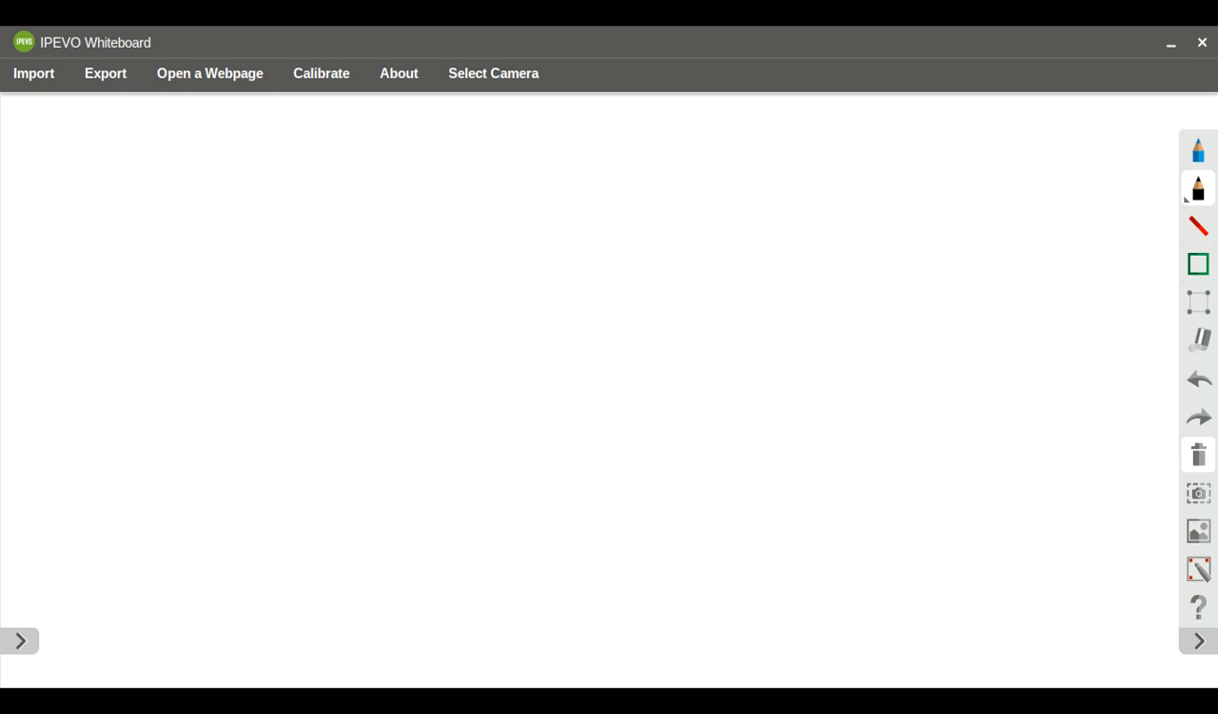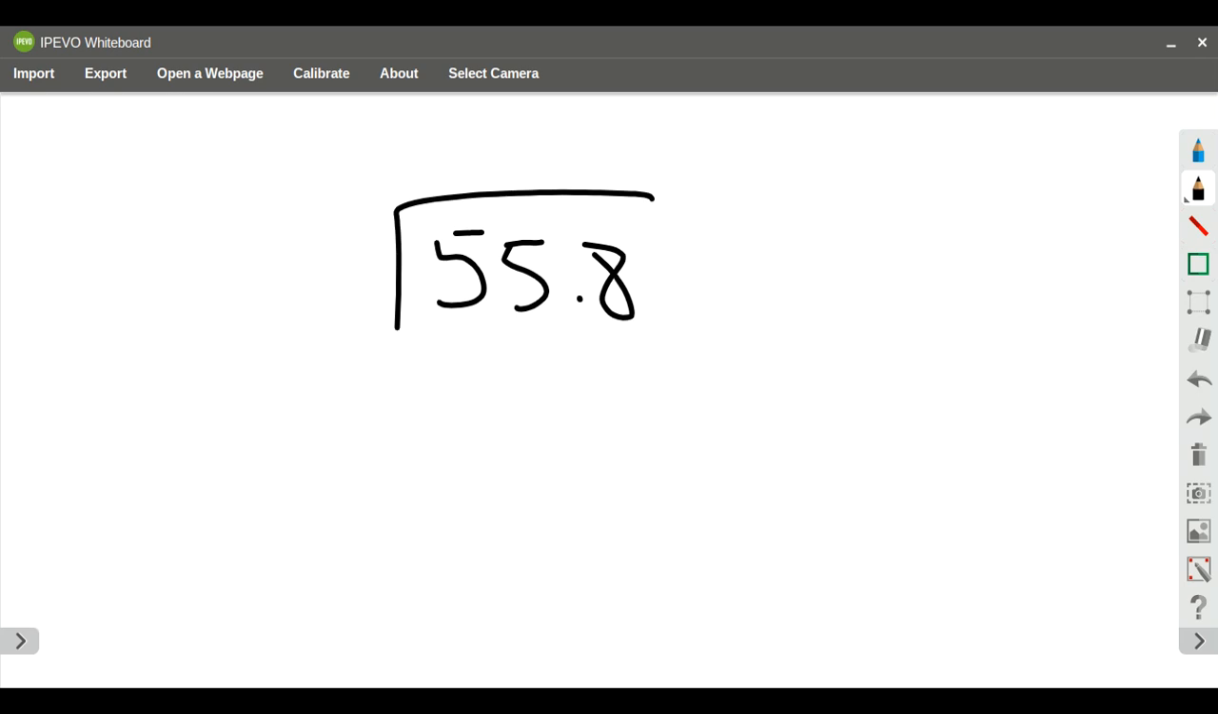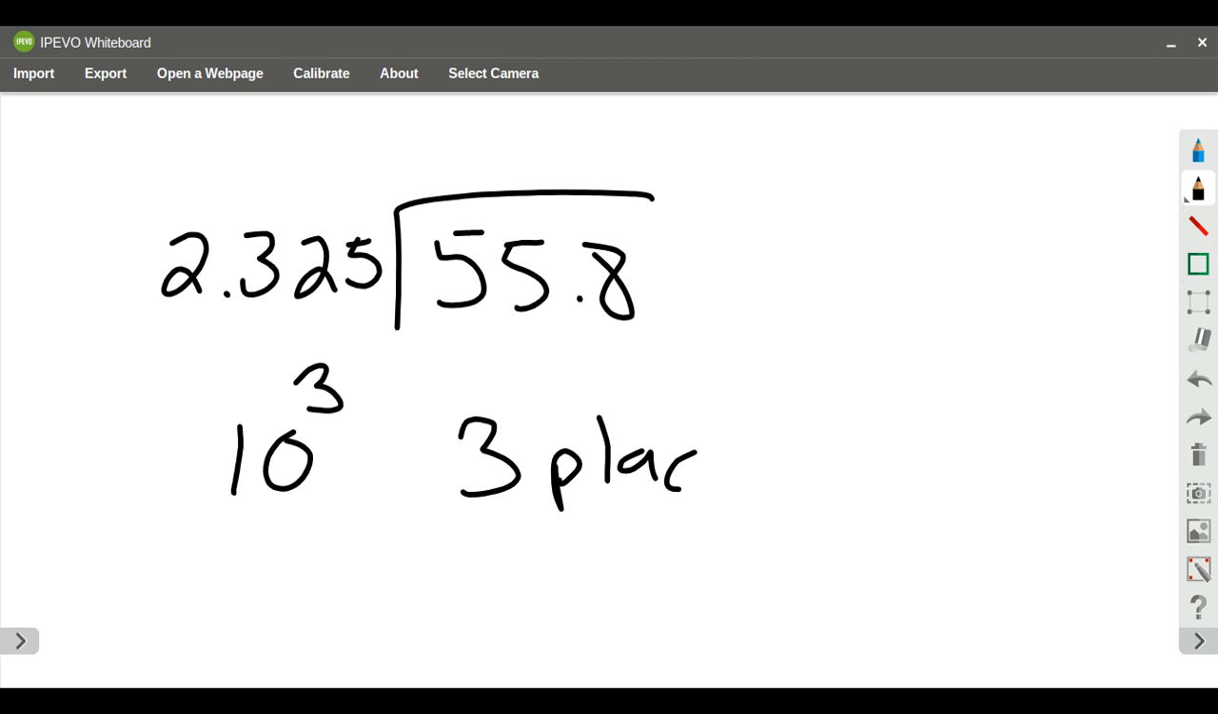So I'm going to do 55 and 8/10, and I'm going to divide that by 2 and 325 thousandths. And so I need to look at how many times I'm going to move the decimal. We're dividing, but I'm not going to move the decimal to the left. I'm actually going to move the decimal to the right because I need to take this value and multiply it by a power of 10. So let's look at how many places I'm going to move the decimal. I'm going to move the decimal 1, 2, 3. Because I need to move it 3 places, I'm going to multiply that by 10 to the power of 3. And so it's going to move 3 places to the right.